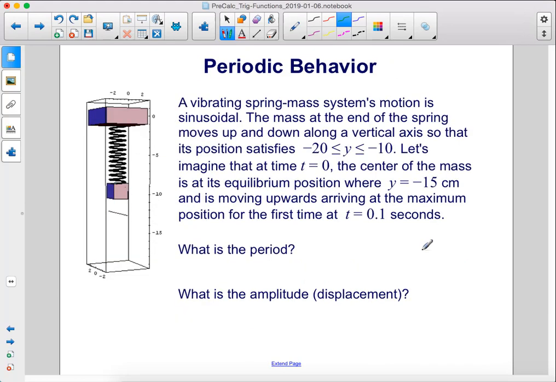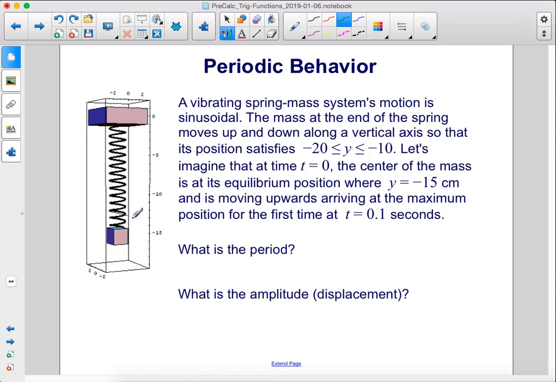A vibrating spring mass system's motion is sinusoidal. The mass at the end of the spring moves up and down along a vertical axis so that its position satisfies y is greater than or equal to -20 and y is less than or equal to -10. Let's imagine that at time t equals 0, the center of the mass is at its equilibrium position where y equals -15 centimeters and is moving upwards, arriving at the maximum position for the first time at t equals 0.1 seconds. What is the period and what is the amplitude?